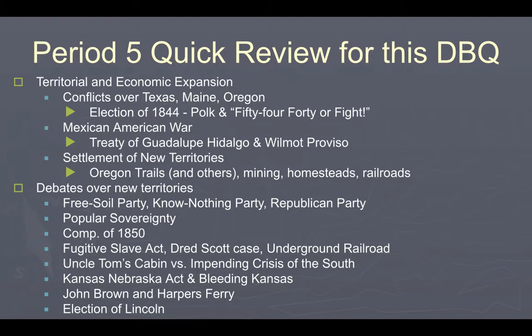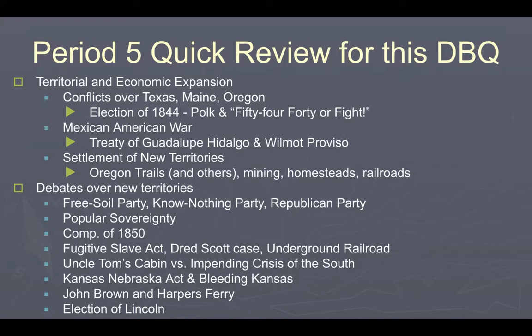And then we get into the debates over the new territories, and most of these obviously have to do with slavery. So part of it is the creation of new parties. We see three main new parties get created: the Free Soil Party, the Know Nothing Party, and the Republican Party. We start to see this debate over popular sovereignty and who should be allowed to decide who has the right to own slaves and who doesn't.